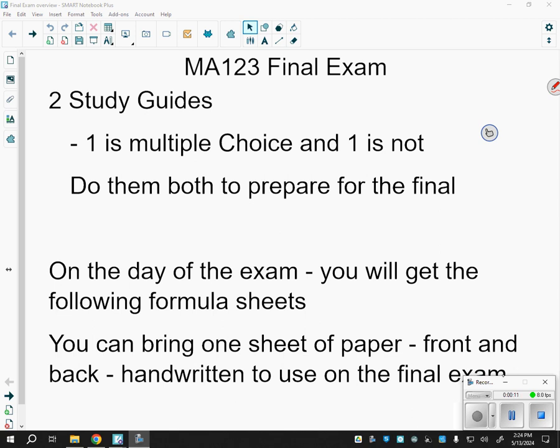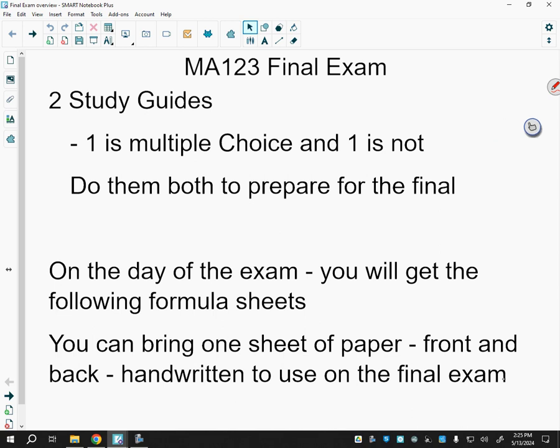So I have a bunch of papers that the sub is going to pass out to you, but there's 2 study guides, okay? One of them is a multiple choice study guide, and one of them is not multiple choice. I want you to do both of these to prepare for your final exam. You can decide the order that you want to do it in. Maybe do the multiple choice first. Maybe it'll jog your memory looking at the answers, but your choice.